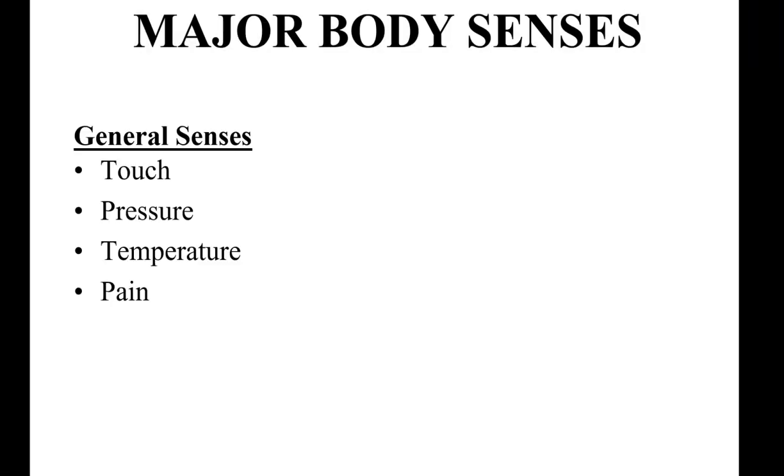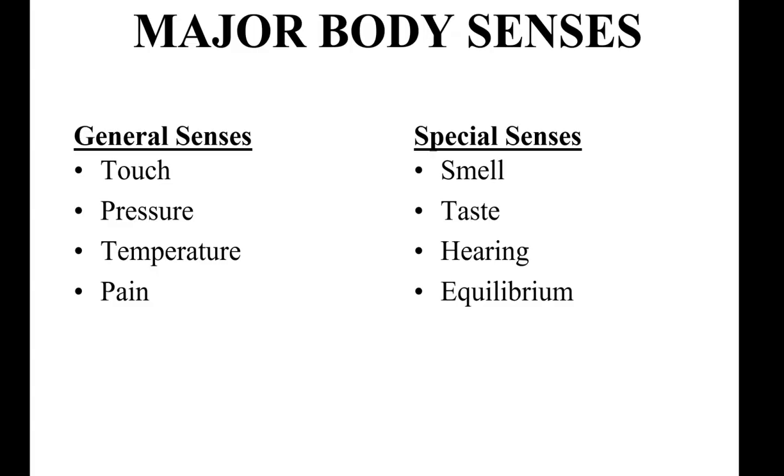Now, the major body senses, like we said, are broken up into two categories. With the general senses, those are going to be the ones with receptors that are widely distributed through the body, including things such as the skin, various organs, and joints. So we have those such as touch, pressure, temperature, and pain. Now with the special senses, these are going to have more of a specialized receptor to them, and they're going to be confined to structures in the head such as the eyes or the ears. So these will be things such as smell, taste, hearing, equilibrium, and vision.